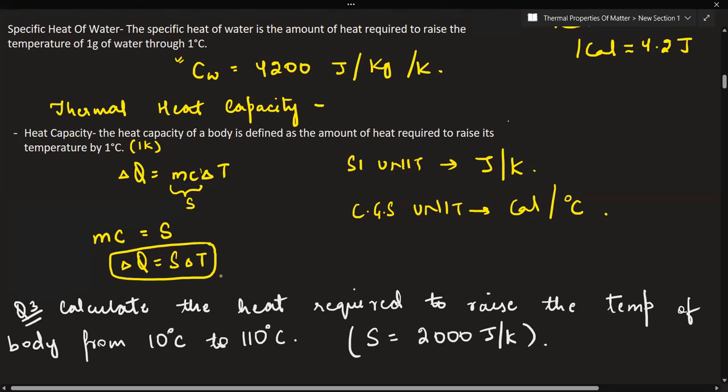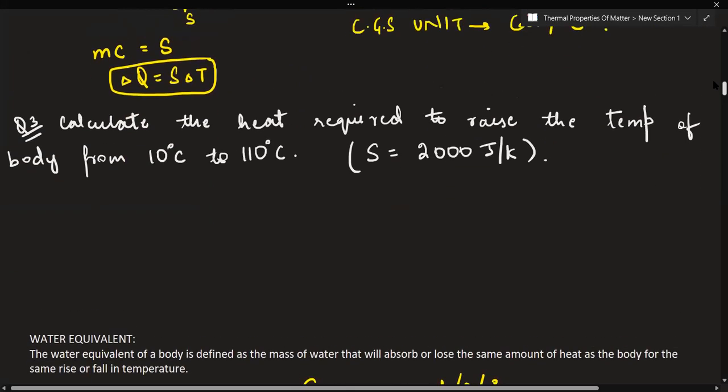So heat capacity S is MC. It's just a representation: heat capacity is the product of the mass of the substance and its specific heat capacity. Clearly, since mass and number of moles are not there, the SI unit is simply joules. You can write S as delta Q by delta T. Q is joules and delta T is Kelvin, so it is joules per Kelvin. In CGS units, it would be calorie per degree Celsius.